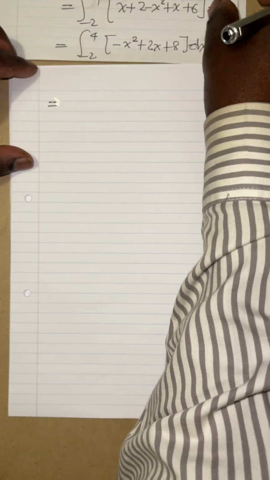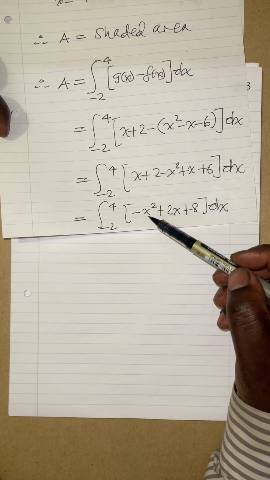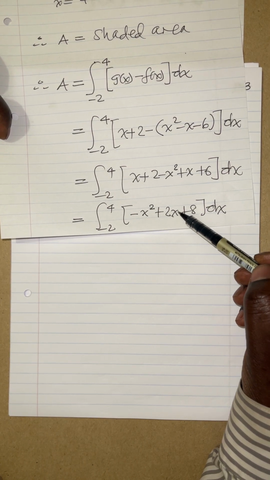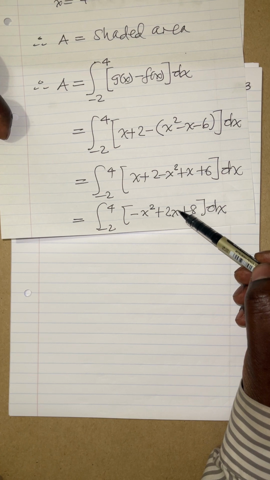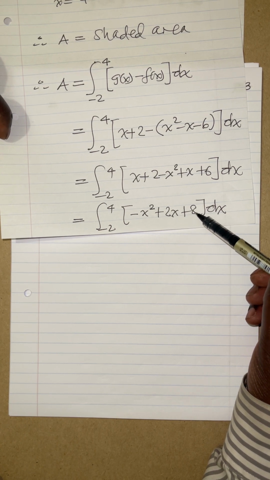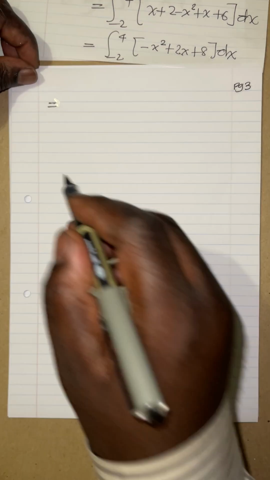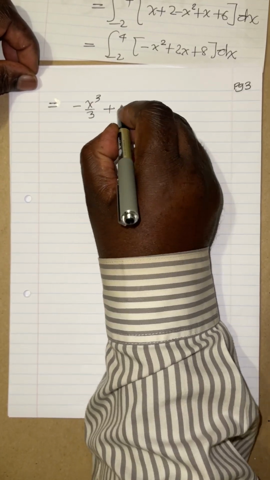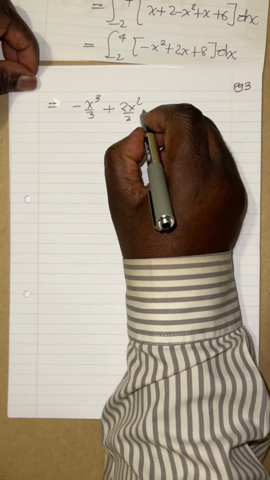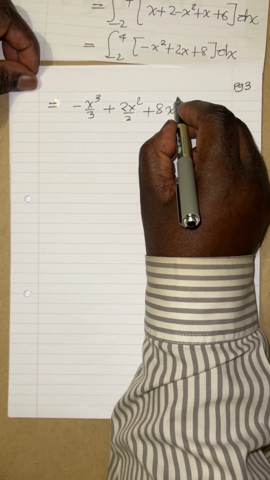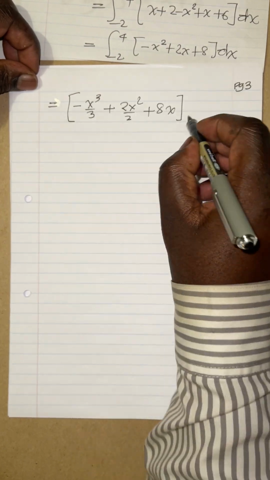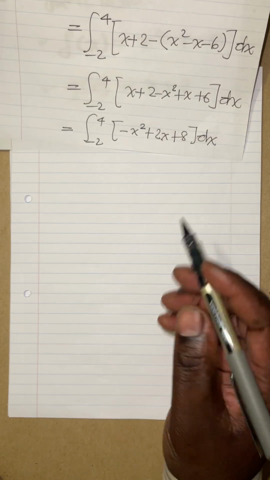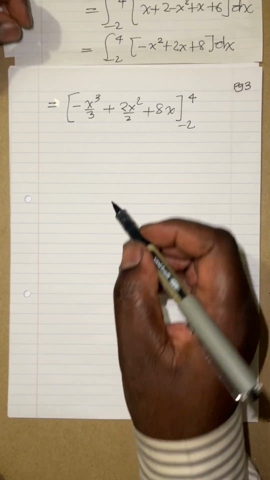so now we're integrating this function. Remember, for x squared we have to add 1 to the power, and then divide by the result. The x here has a power of 1. We add 1, it will be 2, and we divide. And then this will be 8x, obviously. So what we have now is minus x cubed over 3 plus 2x squared over 2 plus 8x, and we're integrating this from minus 2 up to 4. Now notice this is what we have here. Now we simplify this part.